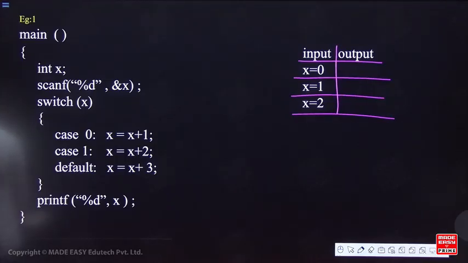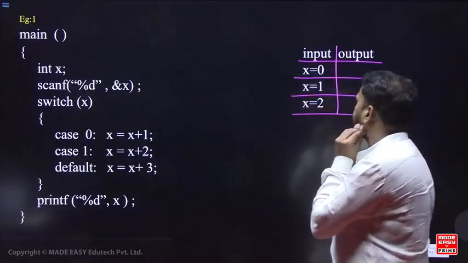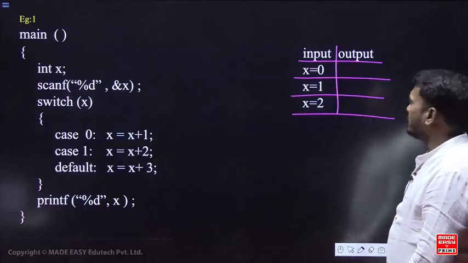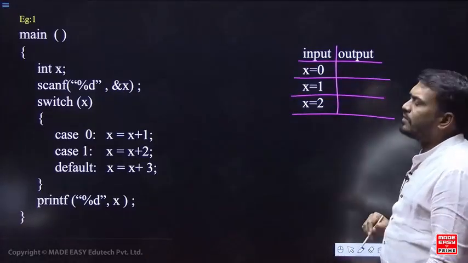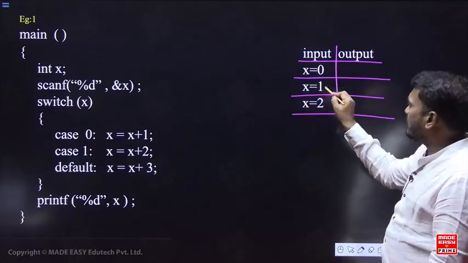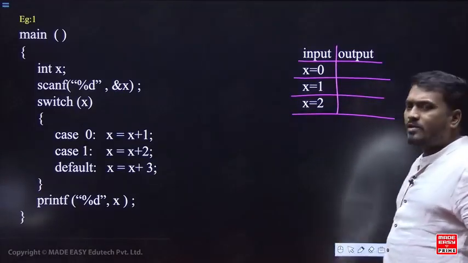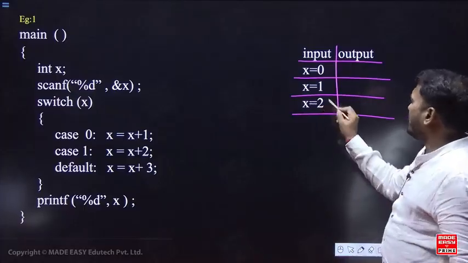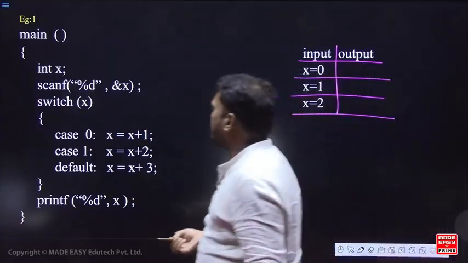Yeah, Aditya Rawat, that's a good question. Default is not compulsory, it is optional, right? So if the input is given as x equal to 0, what output are you going to get? If the input is x equal to 1, what output do you get? Remember, default is just optional, it is not compulsory. And if x equal to 2 is given as input, what output are you going to get? That is what we are discussing now.